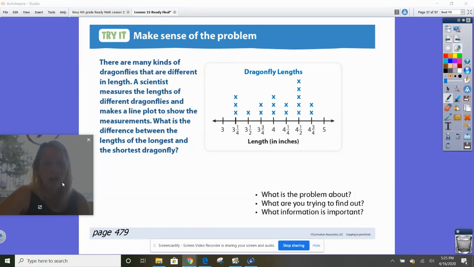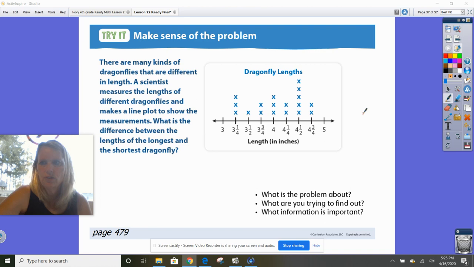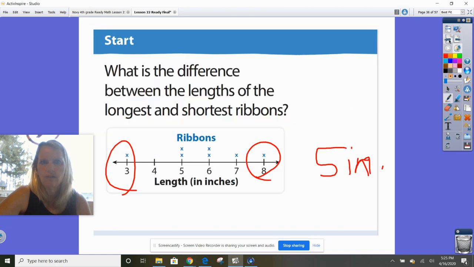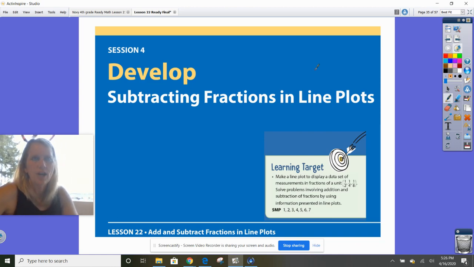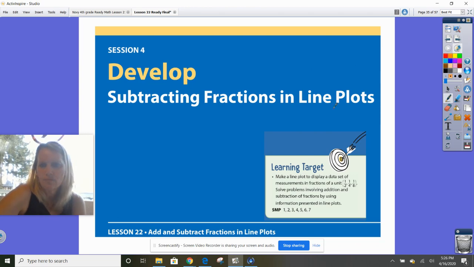Hello. All right, mathematicians, welcome to session 4 of lesson 22, subtracting fractions in line plots. So today's work is about subtraction using the line plots.